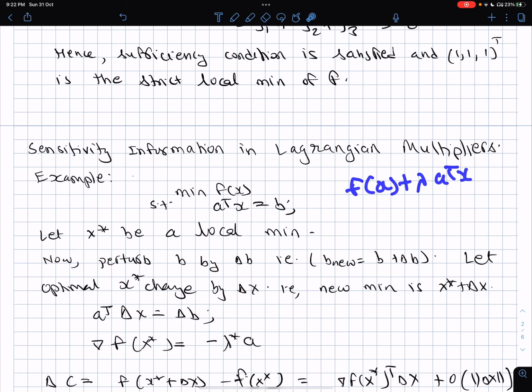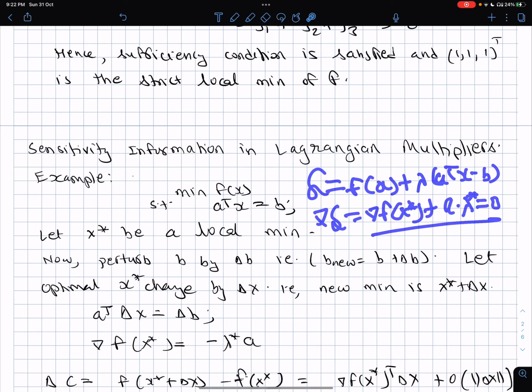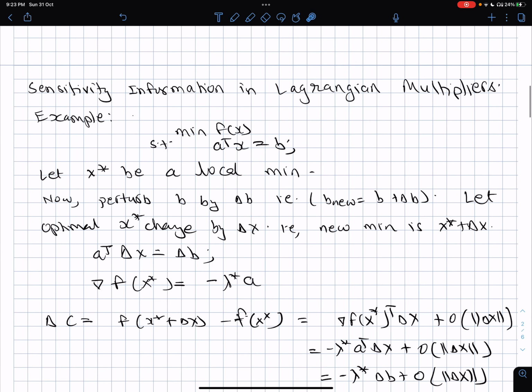Since I have taken only one constraint, A transpose x minus b, this is my Lagrangian function, and if I look at its gradient at the optimal, then the gradient of f at x star plus A times lambda star should be equal to 0. Which means the gradient of this objective function should be minus lambda star times the A vector, both of them being n cross 1 vectors. Now, what is the change in the cost function or the objective function, delta C?